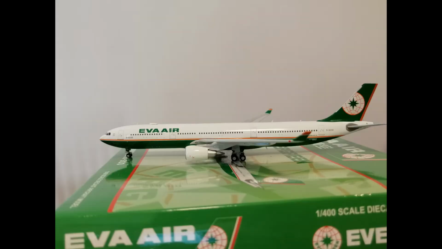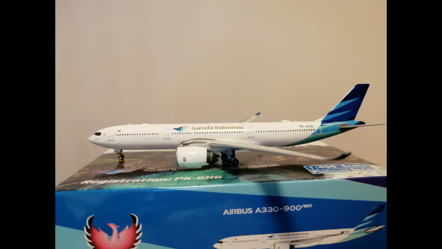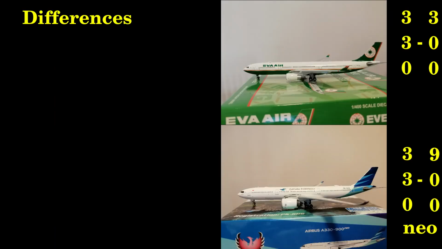The A330-300, as mentioned before, from EVA, I'm going to take that one as well. And for the A330-900neo, the latest model of the A330 series, here from Garuda Indonesia, also an Asian airline, the Indonesian flag carrier, and again one of the many very highly respectable and applauded airlines in Asia. Now, the differences are more than just one.